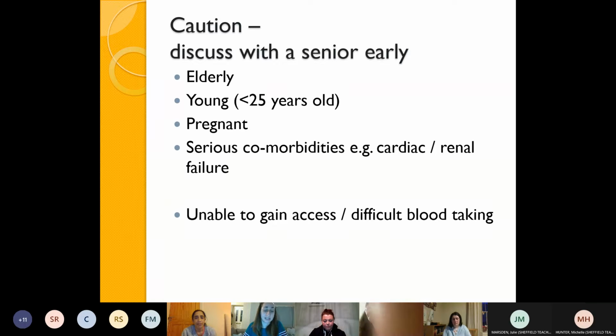If we're unable to get access, or we're getting to the stage where we're not able to bleed them anymore, that does need escalating, and that may well in itself be an indication to go to HDU. If they're needing a central line essentially, it needs to be escalated early so that can be facilitated. And then what we class as severe DKA, which I'm coming to now.